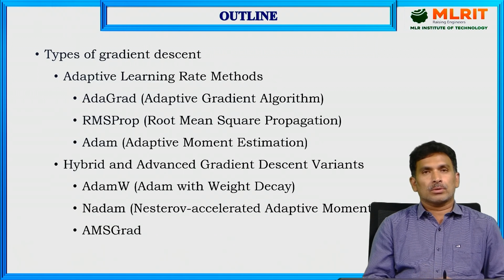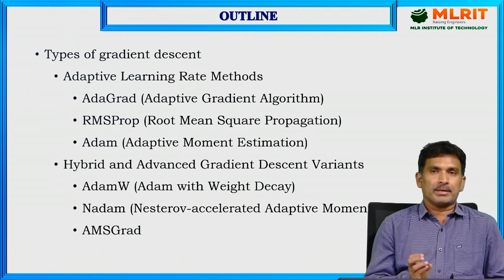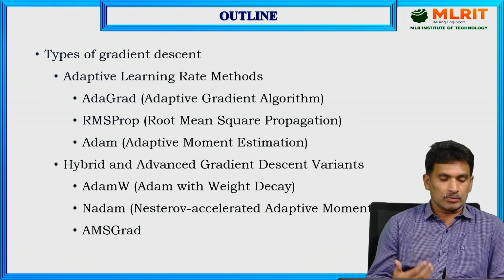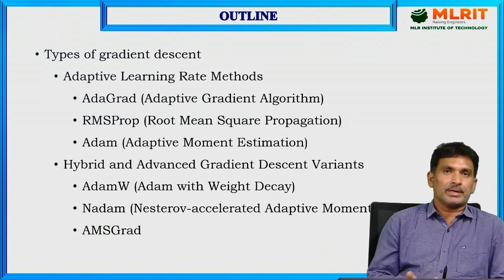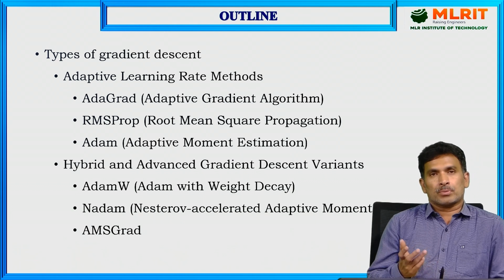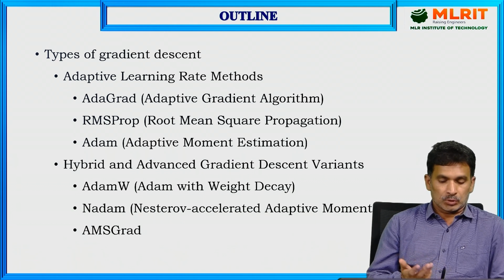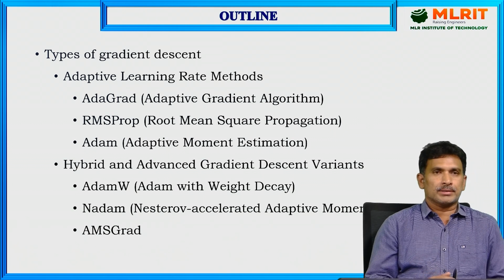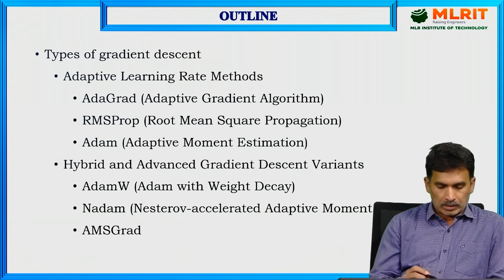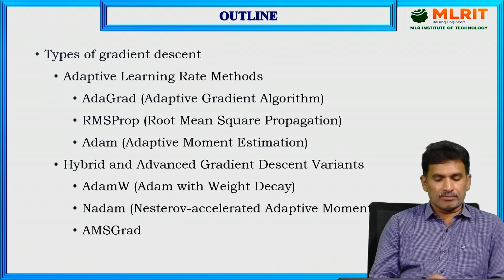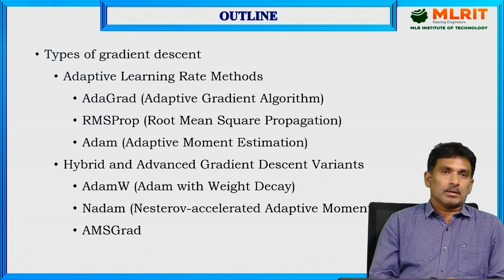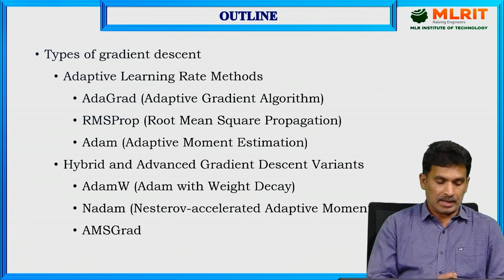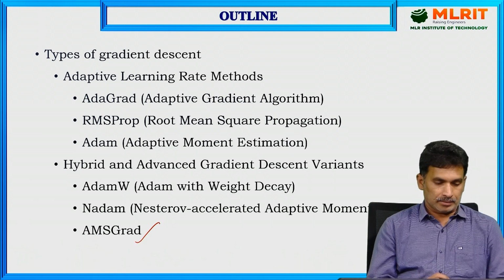I will also give a brief idea about adaptive learning methods. There we are going to cover AdaGrad, the adaptive gradient algorithm, root mean square propagation, and adaptive moment estimation. Under the hybrid and advanced gradient descent variants, I will give a brief idea about Adam with weight decay, Nesterov accelerated adaptive moment estimation, NAG, and AMSGrad.